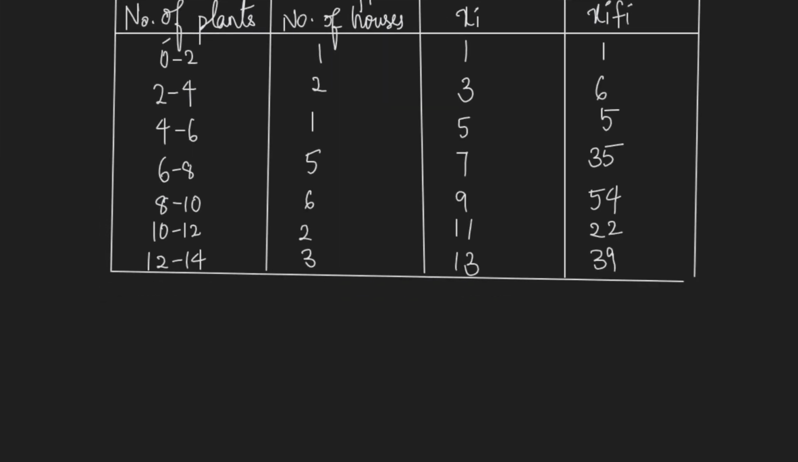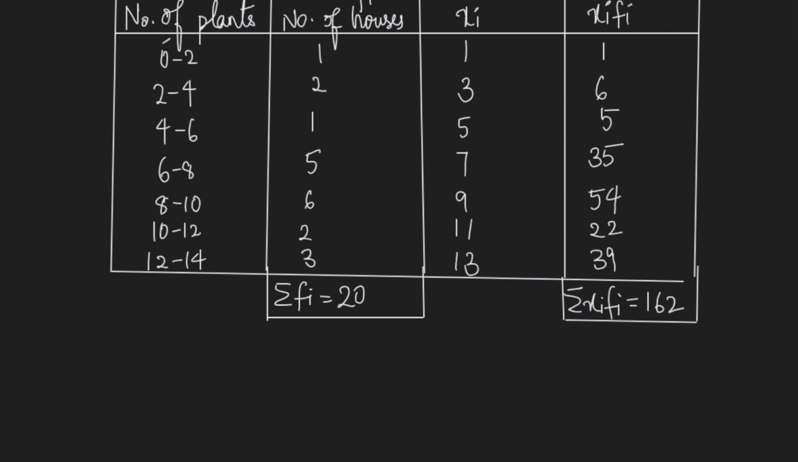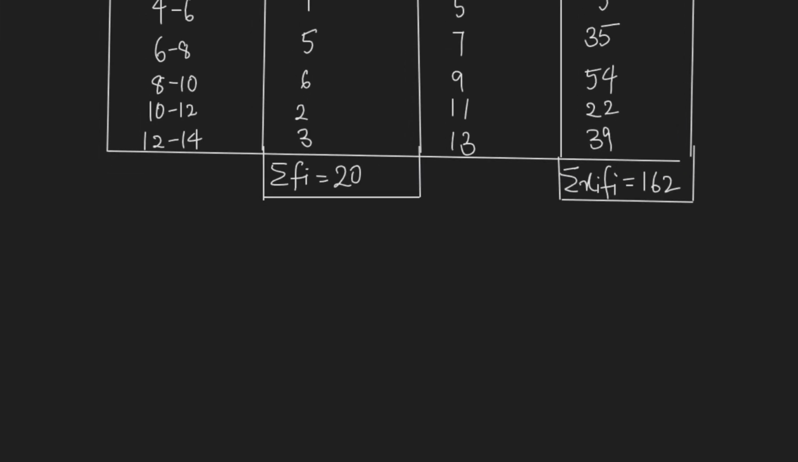After you do this, find out the total of the frequencies and the XiFis. This is nothing but sigma Fi, which is equal to 20 here. And this is sigma XiFi, which is equal to 162. So now you have got the values. The final thing is to apply the formula.